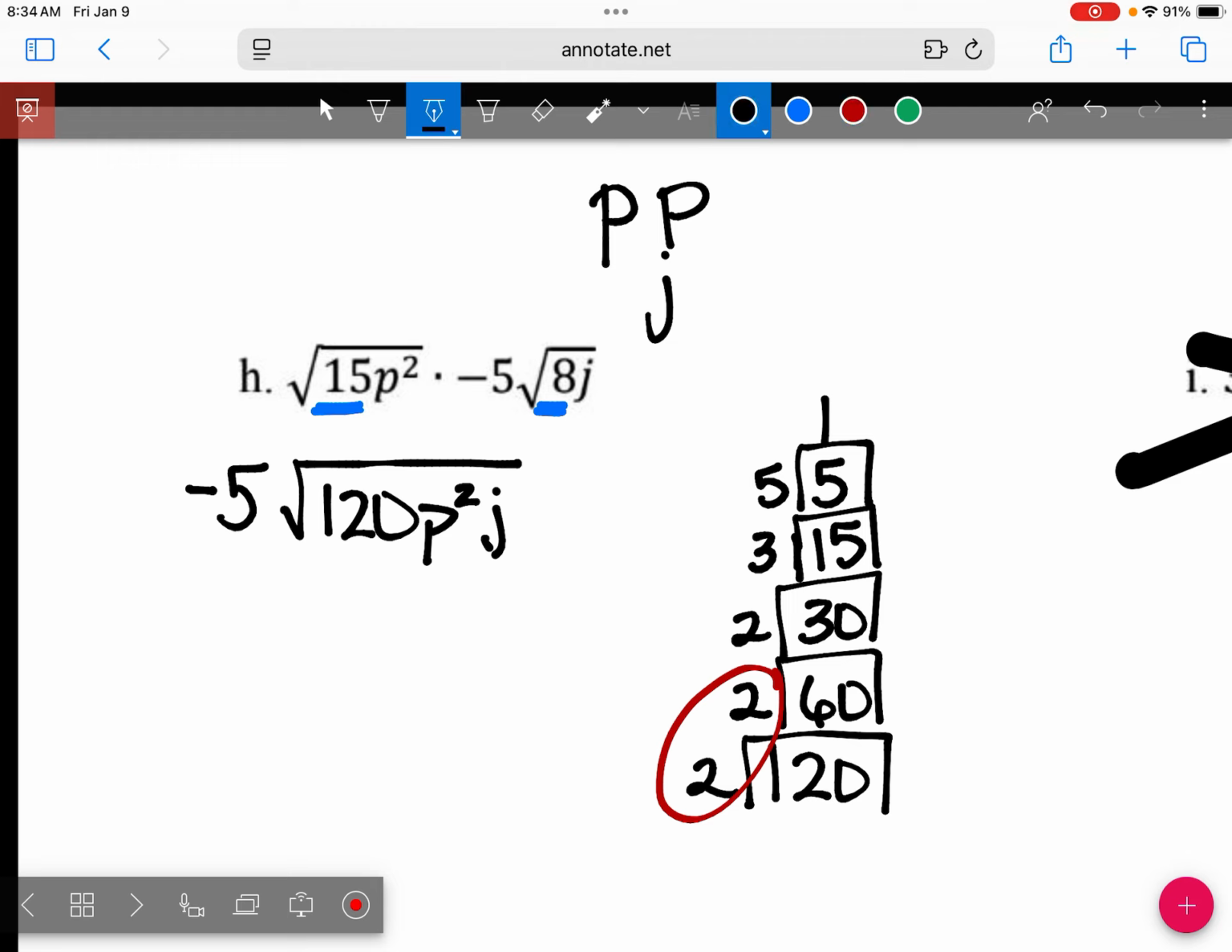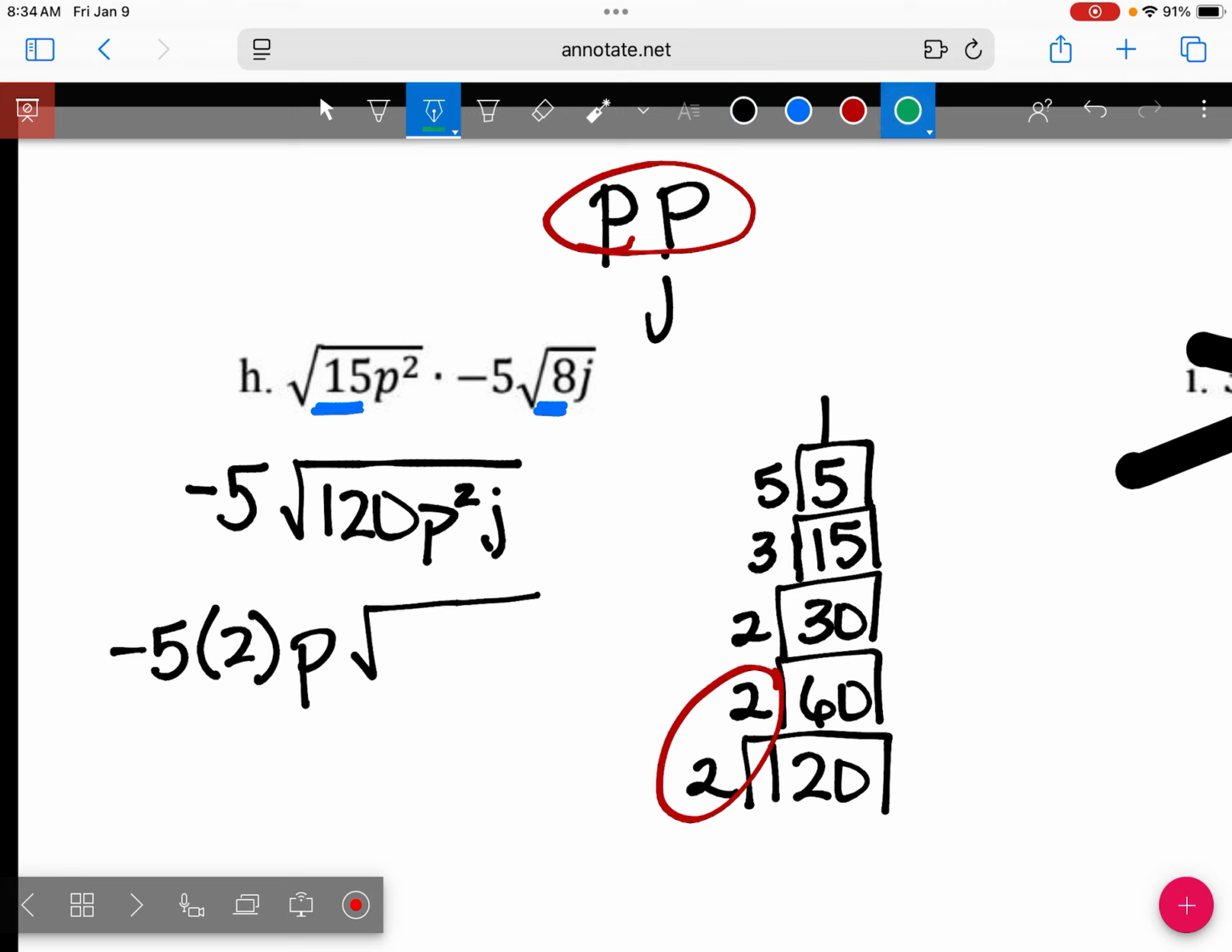So what I have is -5 times 2. I also have 1 set of pizzas that I can bring out. That's it. That's all I can bring out. So underneath, I have a 2, a 3, a 5, and a J. So that would be 2 times 3 times 5 and the letter J.